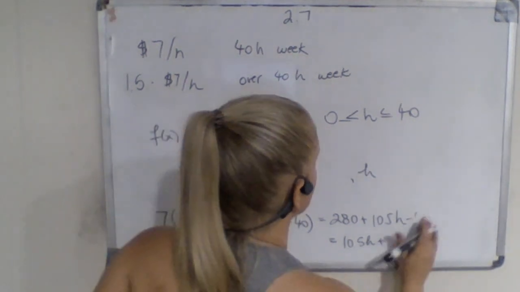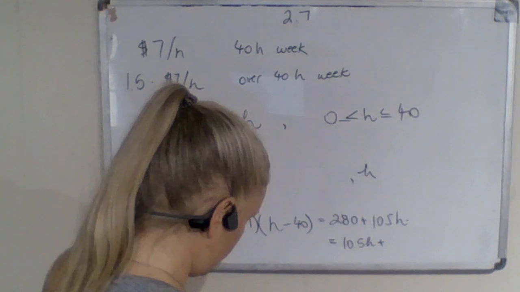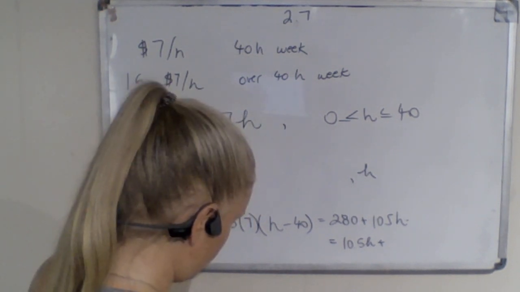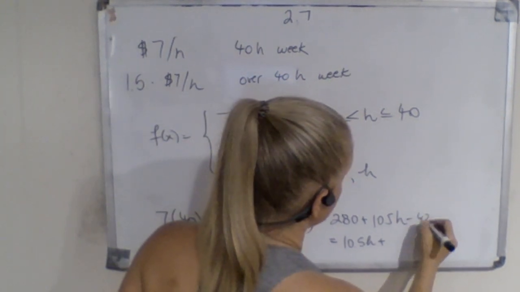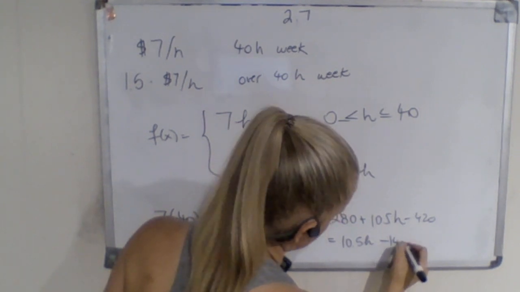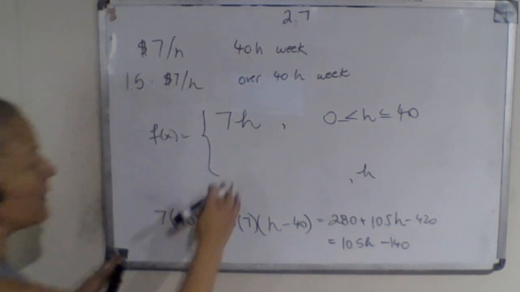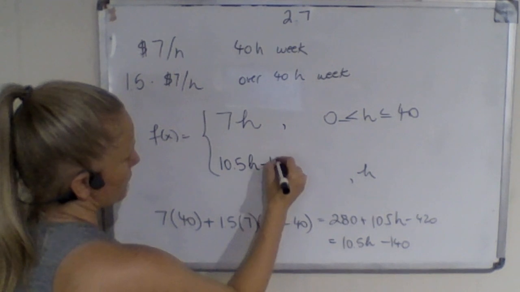Oh, I did this wrong. I'm so sorry. It's 10.5 times negative 40. Let me do this. 10.5 times negative 40 is minus 420. So this becomes that minus 140. 280 minus 420 is negative 140. So my second line is 10.5 times hours minus 140.